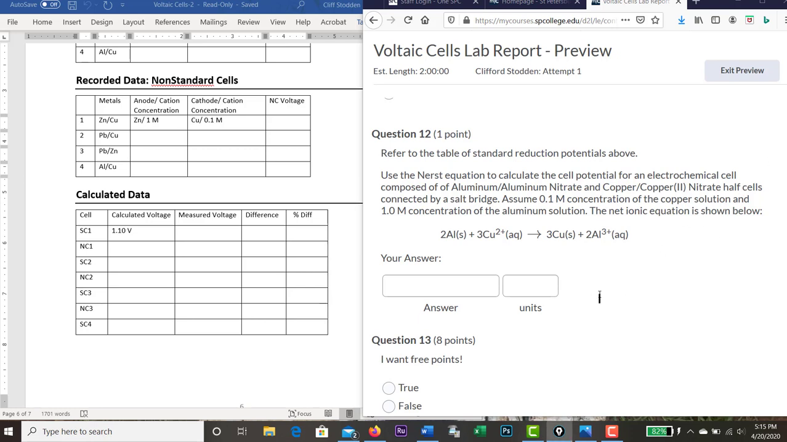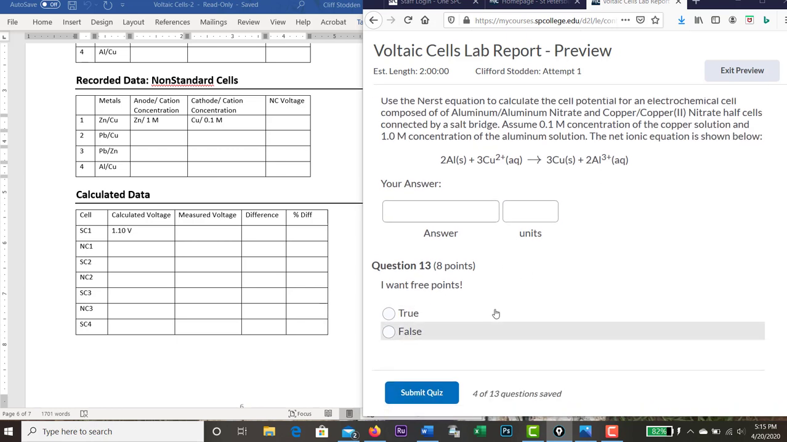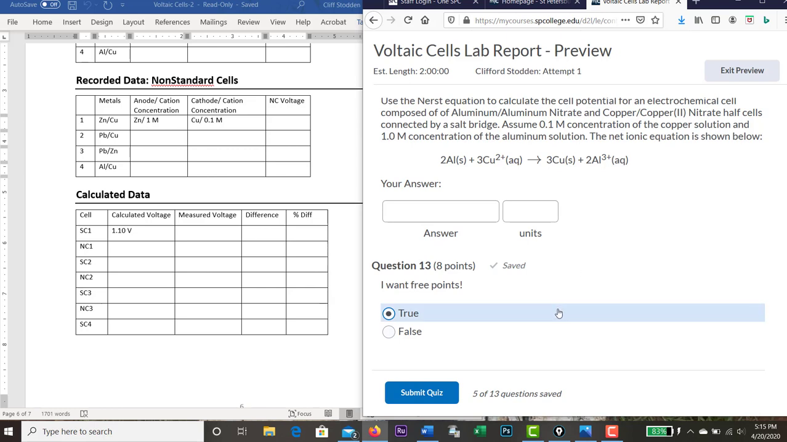So I think that's enough to give you a good start on that, and don't forget the extra credit part here, which is actually a lot of points on this one. Just click true and you get the 8-point extra credit, not extra credit, sorry, free points. And that's it.